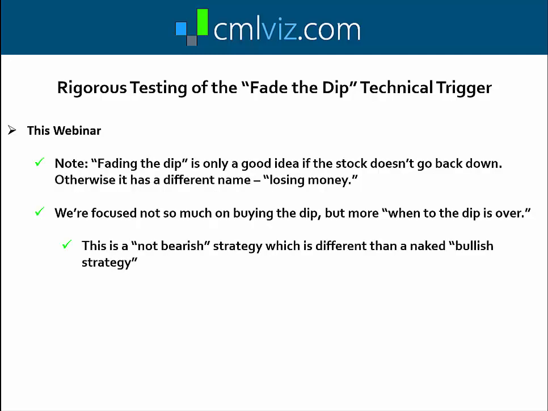Remember that fading the dip is only a good idea if the stock doesn't go back down once it comes out of technical failure. Otherwise, it has a different name. It's called losing money. We're focused not so much on buying the dip, but more when the dip is over. This is a not bearish strategy, which is different than a naked, straight down the middle bullish strategy. This strategy can win if the stock goes nowhere or even goes down a little bit, unlike a naked bullish strategy. But for that, we give up some of the upside.